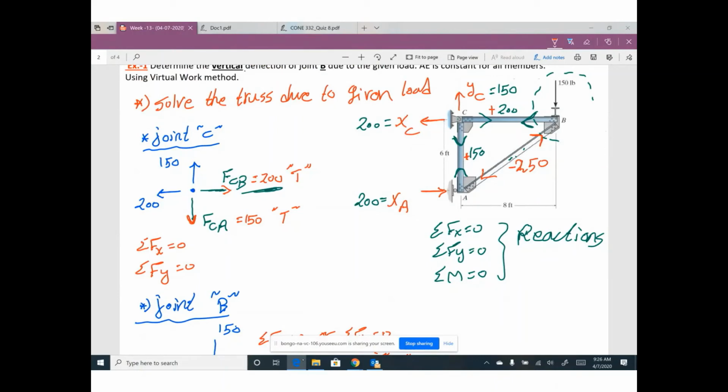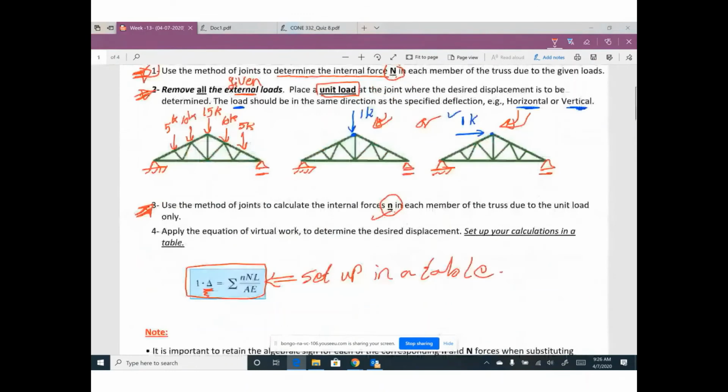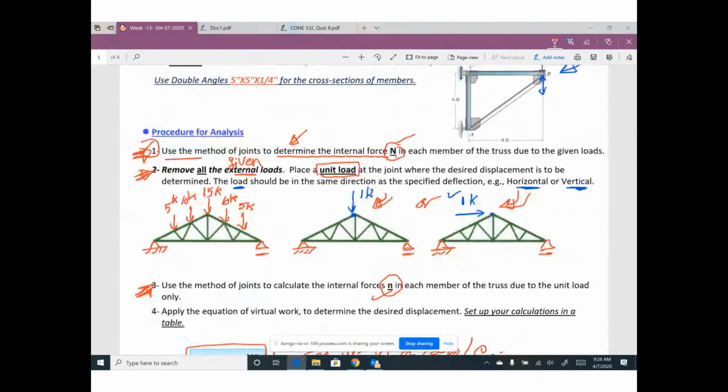And these internal forces are due to the given load. And these internal forces are called capital N. Please go back to your steps. We are done with the first step. Go ahead and determine the internal forces, capital N, in each member.